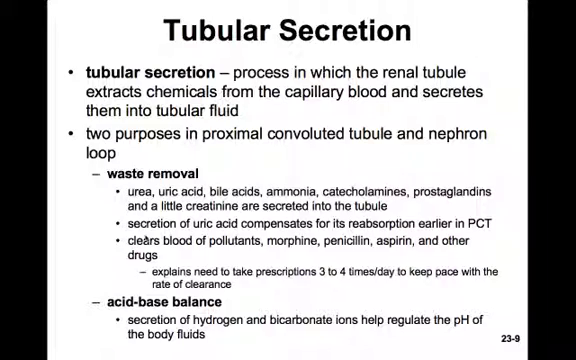We're also going to see that pollutants are cleared from the blood, things like morphine and penicillin and aspirin. And this is why we need to take those sorts of drugs 2 or 3 times, maybe even 4 times a day, to keep pace with the rate of clearance of the kidney. Also, tubular secretion is involved in maintaining the acid-base balance, and we're going to revisit this again in chapter 24, the next section of our exploration.